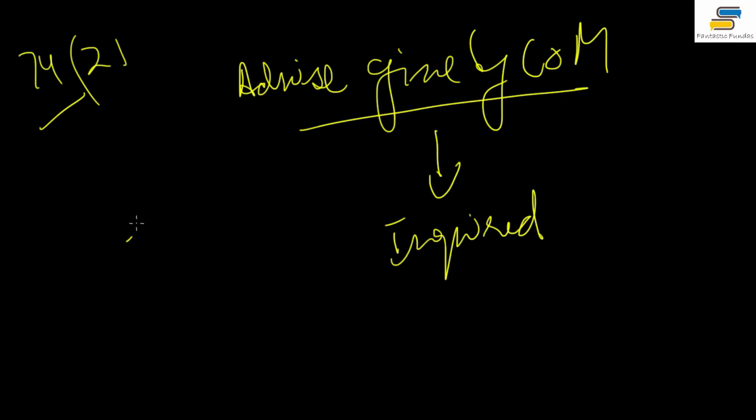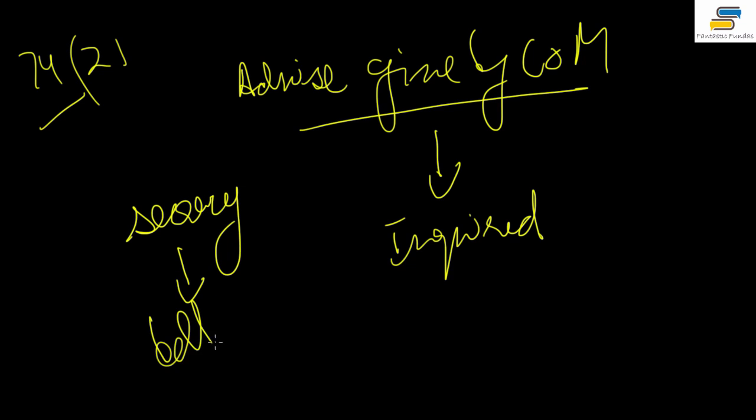Why is this so? To maintain secrecy. Why do we need secrecy? Because there are so many things which are of national importance and national security. For those things, for better decision making, that is why this has been given over here.